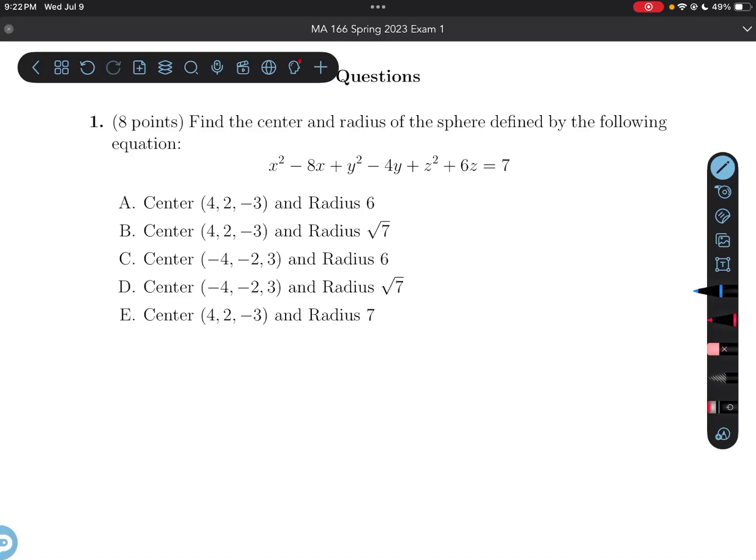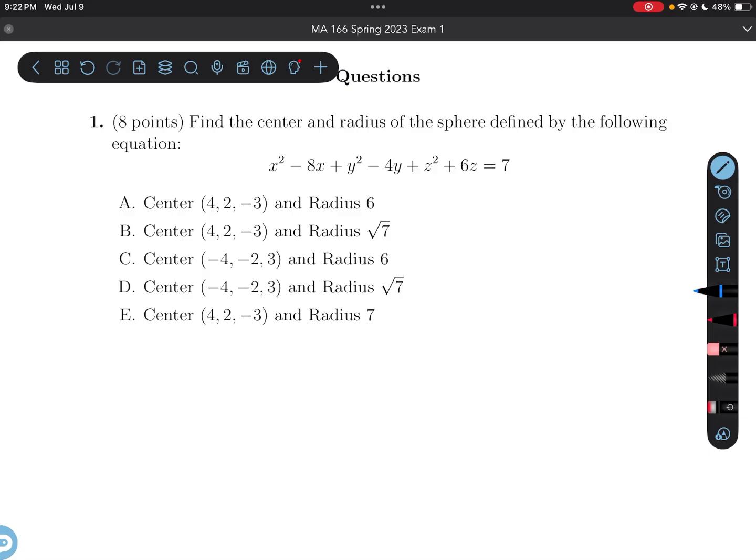Hello, this is the MA 166 Spring 2023 exam number 1. Problem 1 says, find the center and radius of the sphere defined by the following equation. The equation is x squared minus 8x plus y squared minus 4y plus z squared plus 6z equals 7.